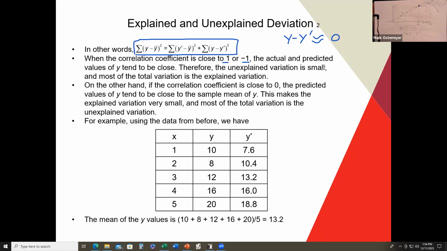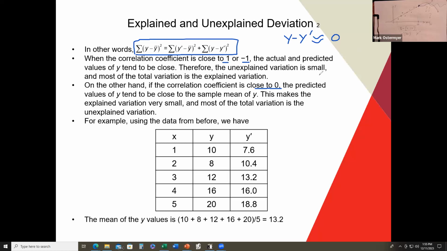Therefore, the unexplained variation is very small, because essentially Y and Y prime are pretty much the same. And most of the total variation then is attributed to the explained variation, the difference between Y and Y bar, okay? On the other hand, if the correlation coefficient is close to 0, which means essentially we have a very poor linear fit with our regression equation, the difference between Y and Y prime tends to be very large. In which case the explained variation is small, but most of the total variation is attributed to the unexplained variation in that case.